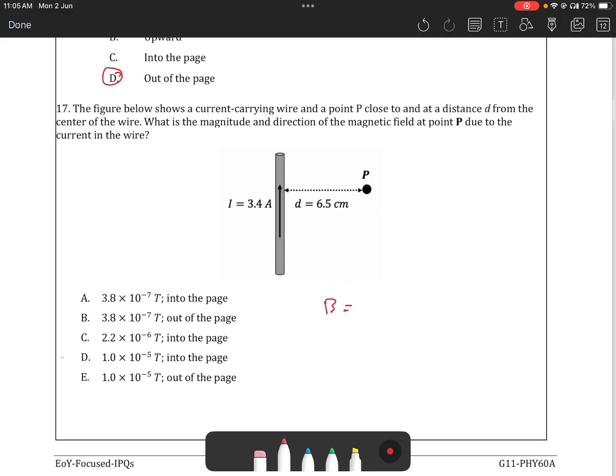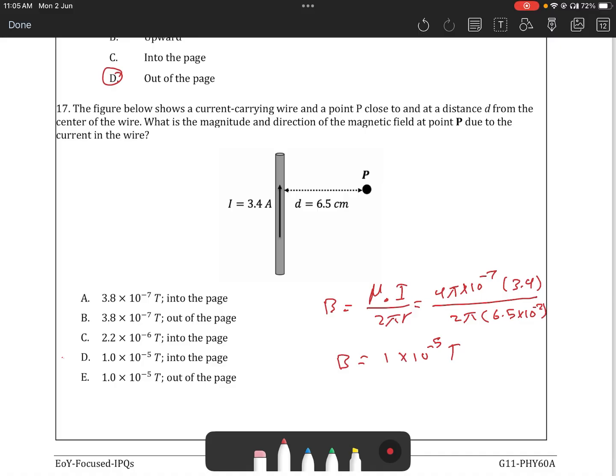B equals mu 0 times I over 2R. That's equal to 4 pi times 10 power negative 7 times 3.4 over 2 pi times 6.5 times 10 power negative 2. We also convert from centimeter to meter. B, after using the calculator, will be 1 times 10 power negative 5 Tesla.